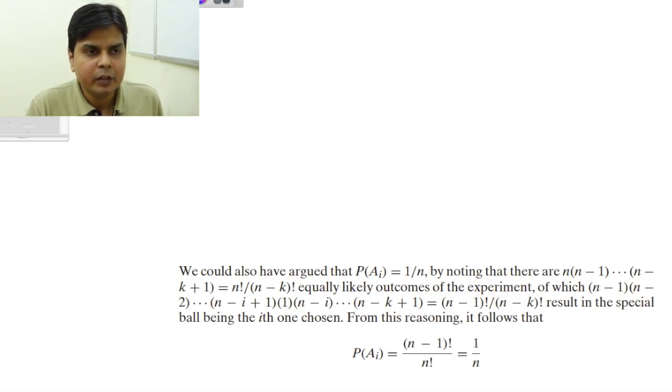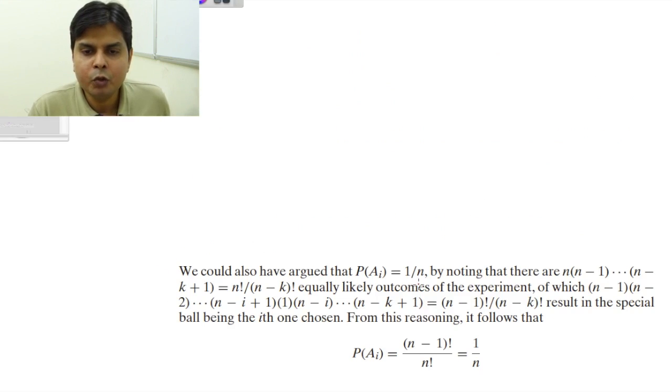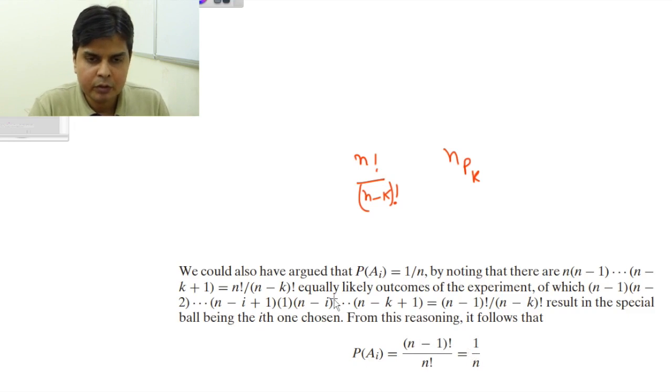You see, this also can be derived: P(Ai) is equal to 1 by n by noting that there are n factorial by n minus k factorial equally likely outcomes. This is just nPk, since you have to arrange k things from n things, of which n minus 1 factorial by n minus k factorial result in the special ball being the ith one chosen. So you divide this, and you will get the probability of Ai as n minus 1 factorial by n factorial, which is 1 by n. Let me solve this again.